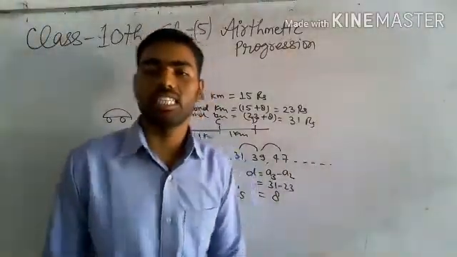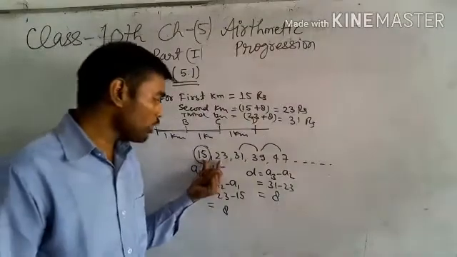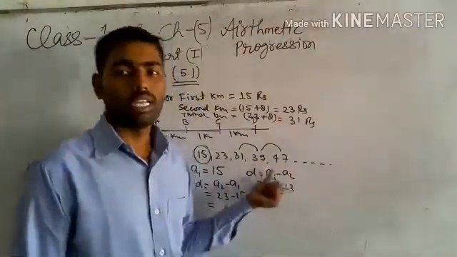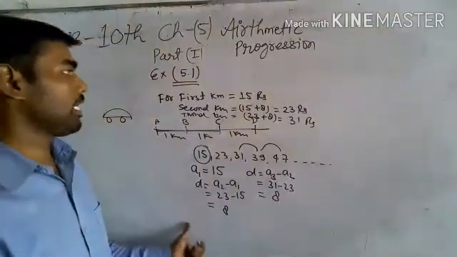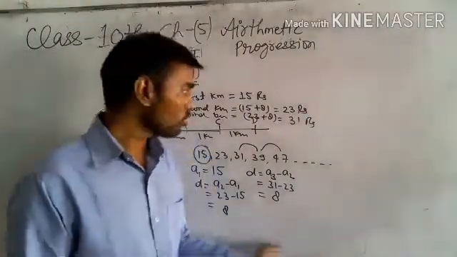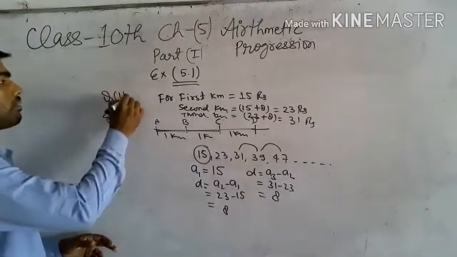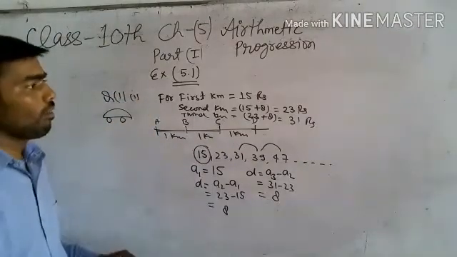Here we can see easily that the difference between two consecutive numbers is always the same. So the given series is an arithmetic progression. So this is the complete solution of question number 1, part first of exercise 5.1.